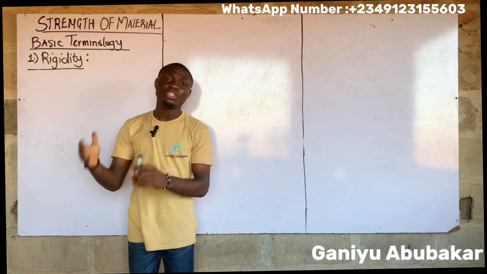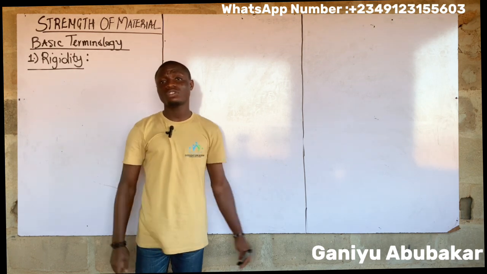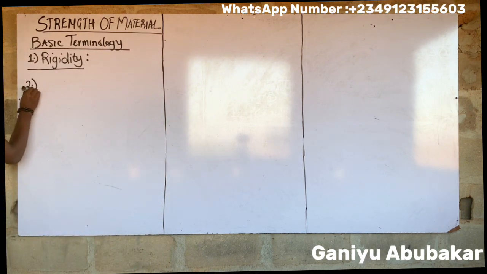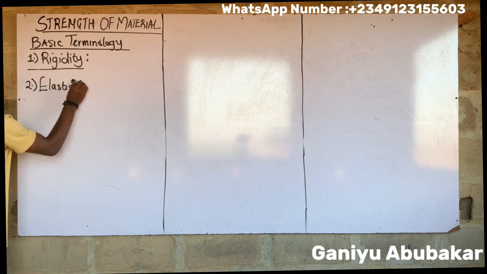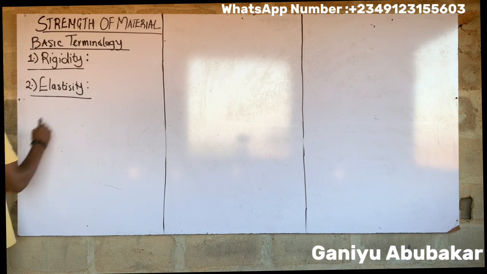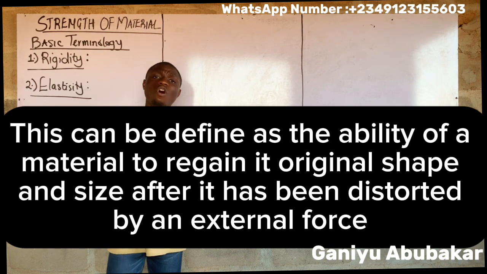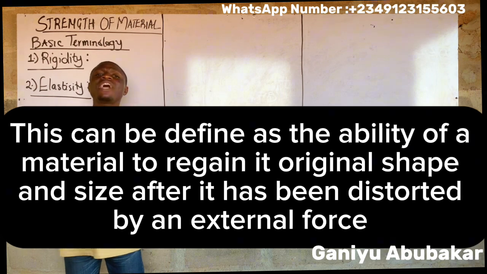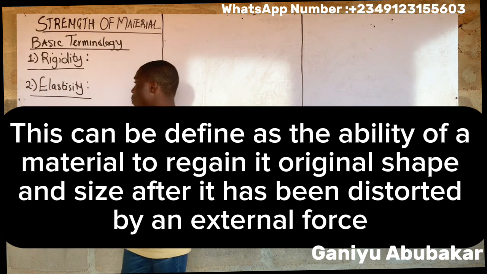Rigidity is the ability of a body to resist deformation under the applied force or load. Let's look at the second terminology in the study of this course, called elasticity. This can be defined as the ability of a body to regain its original shape and size after it has been distorted by an external force. That becomes your definition for elasticity.